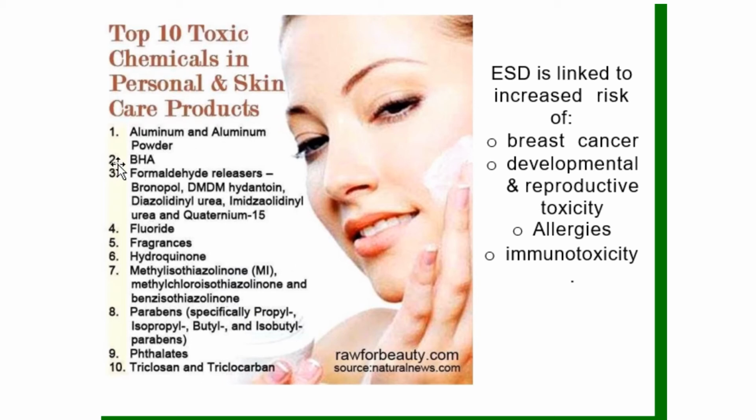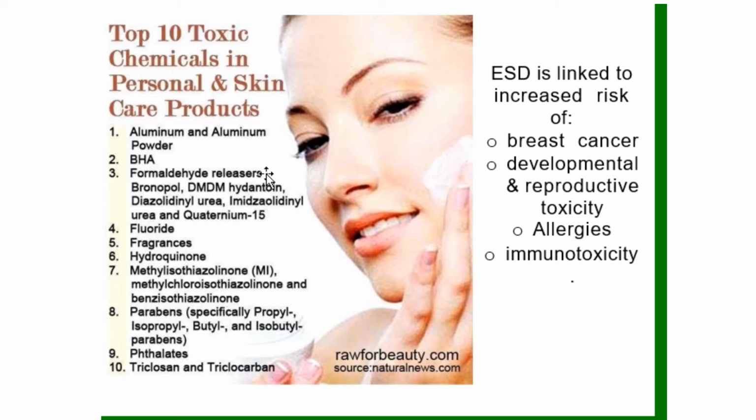Number 2, we have BHA. BHA stands for beta hydroxy acid, and the function of this one is for peeling your skin. So let's say you want to get instantly whiter skin, so you are using a peeling agent for whitening. Those cosmetic products contain BHA.